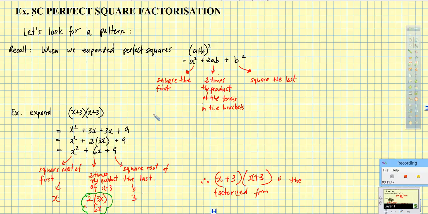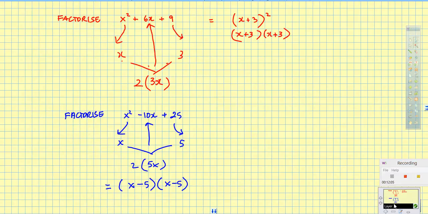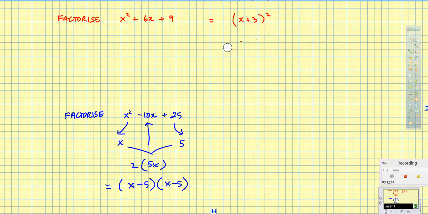Now, if we were to do the opposite, let's try to factorize. We're going to try to factorize this question, and we're going to try to recognize it as being a perfect square expansion. So since in expansion we square the first and we square the last, and then we do 2 times the product of what's in the binomial, then I've got x squared plus 6x plus 9.